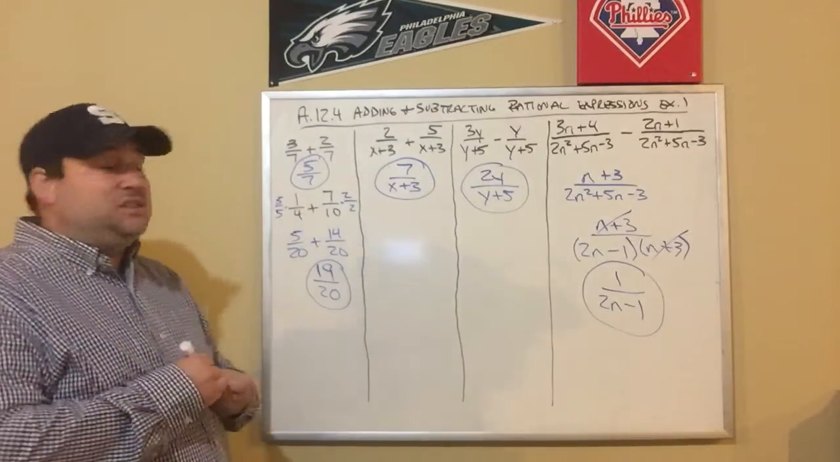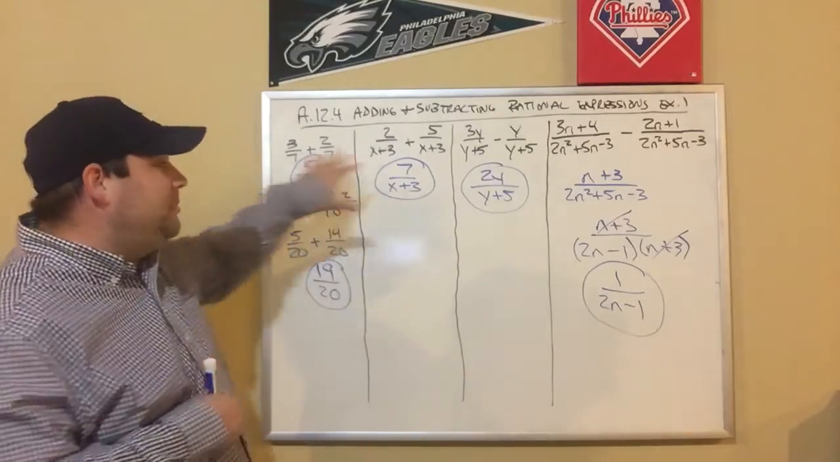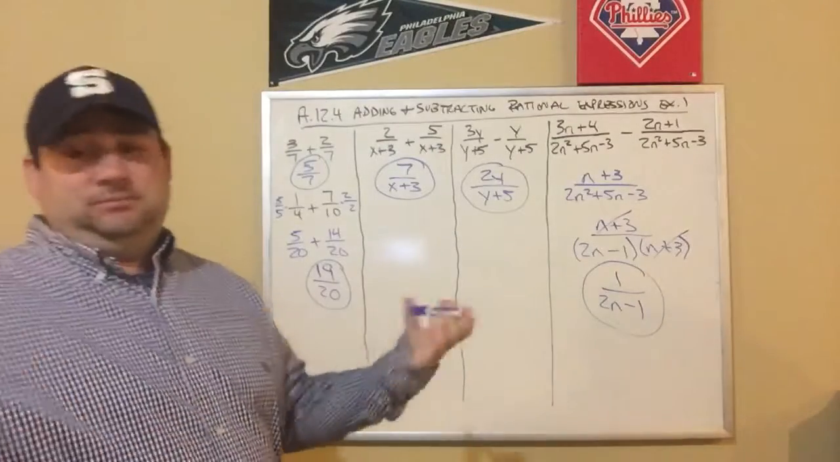All right, so that's our first set of examples. In these, we had common denominators, so I bet we'll see uncommon denominators.